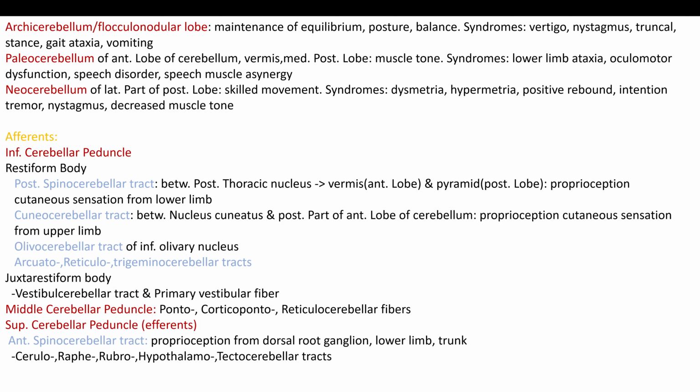Paleocerebellum is formed by the anterior lobe of the cerebellum, the vermis and medial part of the posterior lobe, functionally the spinal cerebellum, responsible for regulation of muscle tone. Deficit syndromes include ataxia of the lower limb mainly, oculomotor dysfunction, speech disorder, asynergy of speech muscles.